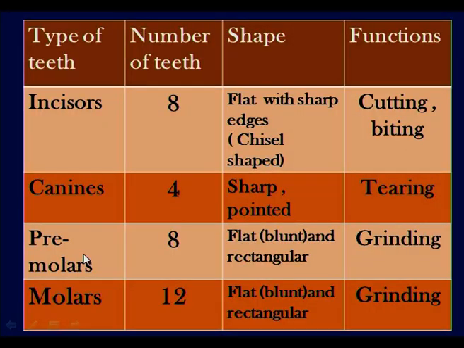Premolars, they are 8 in number, they are flat or blunt and rectangular in shape, and they are used in grinding. Molars, they are 12 in number, they are also flat or blunt and rectangular in shape, and they also help in grinding. Both premolars and molars are used in thorough grinding of the food during the mastication process.